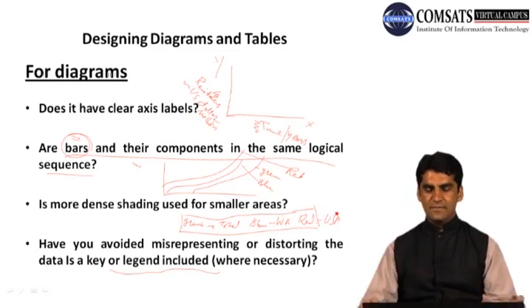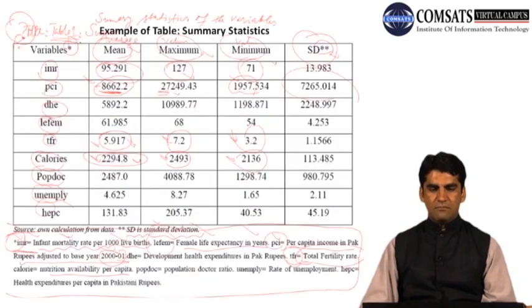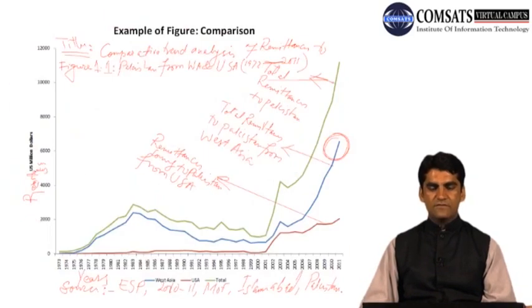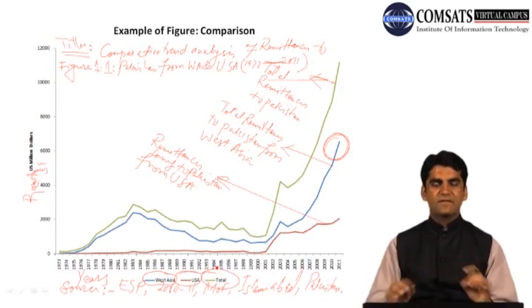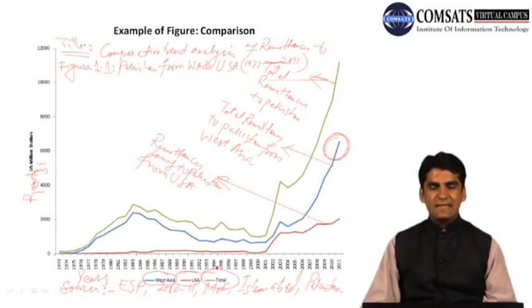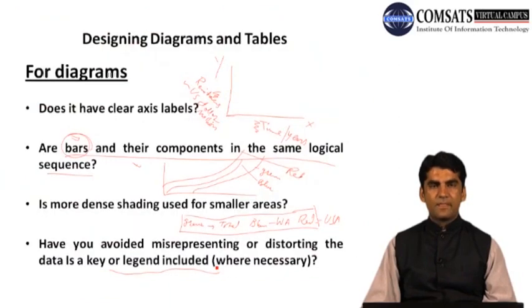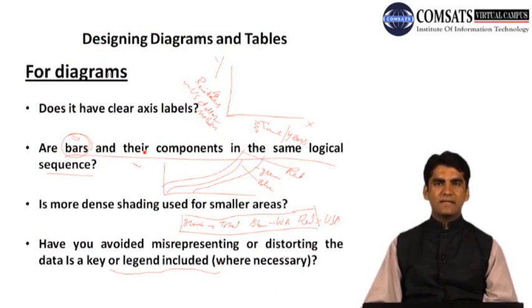I'm just giving you an example, but let me move a few steps further and we can actually see here at the bottom that West Asia is blue, USA is red and total is green, and we have given the legend in that particular diagram or graph. So have you avoided misrepresenting or distorting the data? Is a key or legend included?